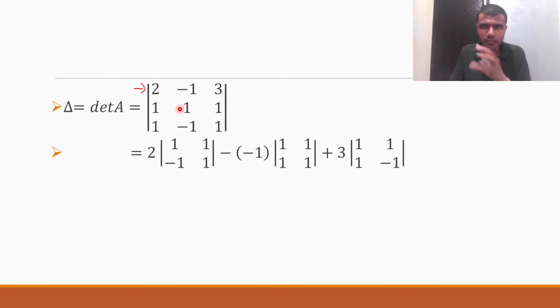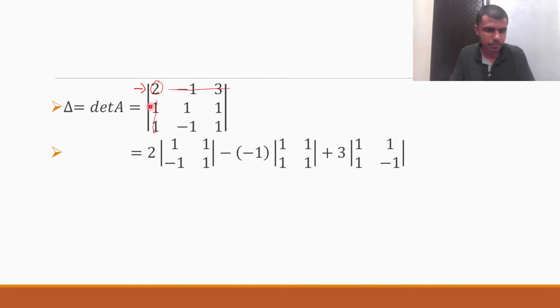So see how I am expanding. In the first row there are three elements, 2, minus 1, 3. Now 2 into... you have to cut off the row and column in which 2 is there. If you do that, what is left out? 1, 1, minus 1, 1. So I get 2 into the determinant of 1, 1, minus 1, 1.